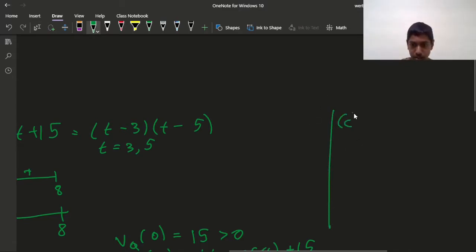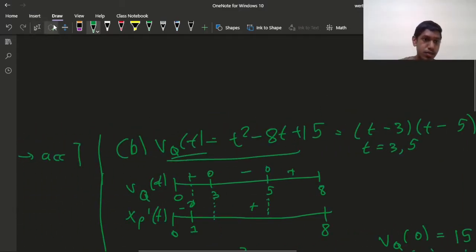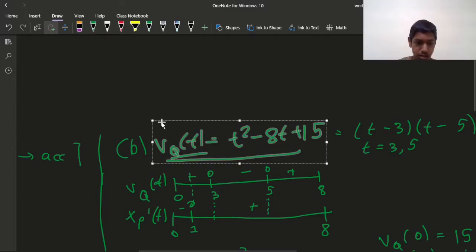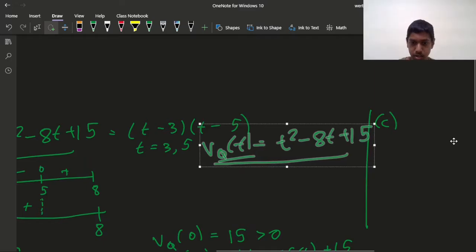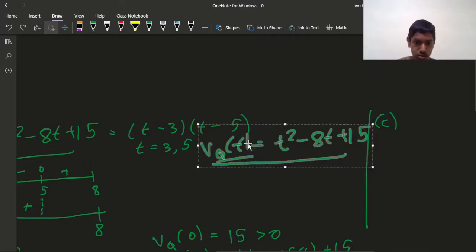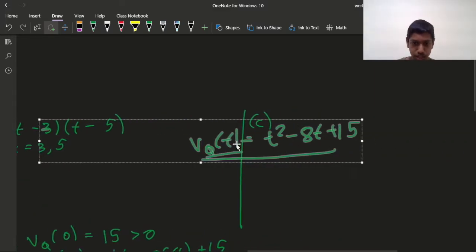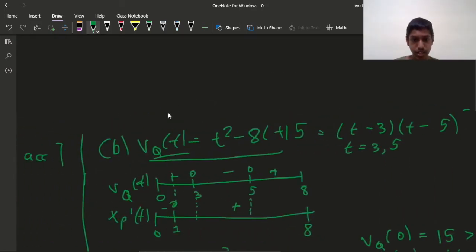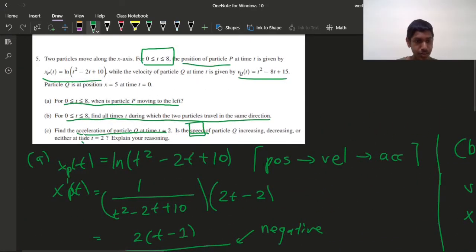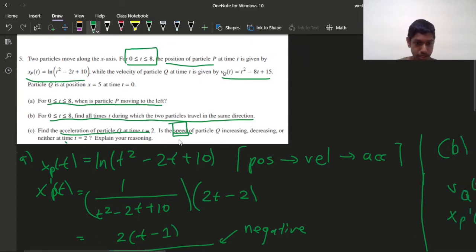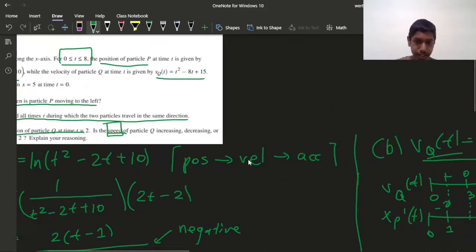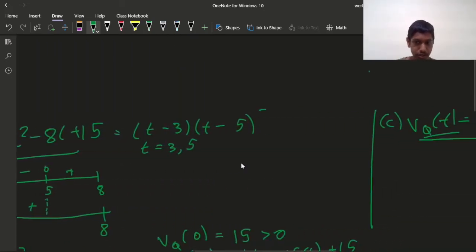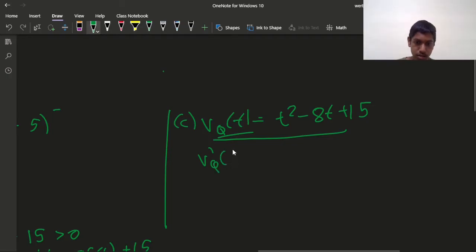Okay, so let me copy down VQ of t again. So let's take this here, copy it, drag it over here. Okay, so now we've got to find the acceleration. Now, where is the acceleration of particle Q at time t equals 2? Well, if we look at a little drawing over here, we've got to differentiate velocity to get acceleration. So let's differentiate this: 2t minus 8, okay. That is the acceleration of our particle at time t.